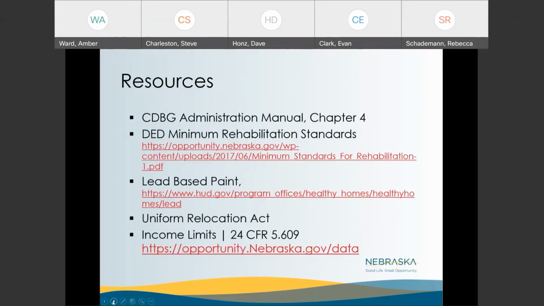Some other resources: the CDBG manual, Chapter 4, really helps with developing your program guidelines. You'll want to make sure that your minimum rehab standards are included. There's a link there for our rehab standards. Lead-based paint is a big component of owner-occupied rehab, and that's a link to the HUD information. Then the Uniform Relocation Act, and income limits. You can find the updated income limits by going to our website as well.